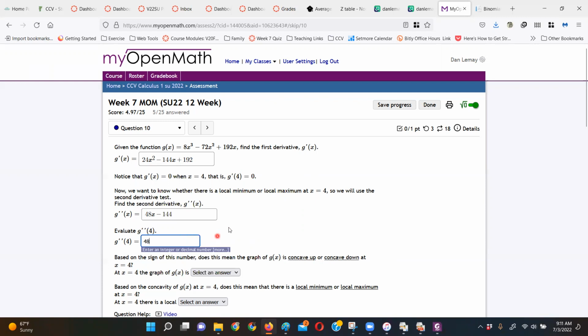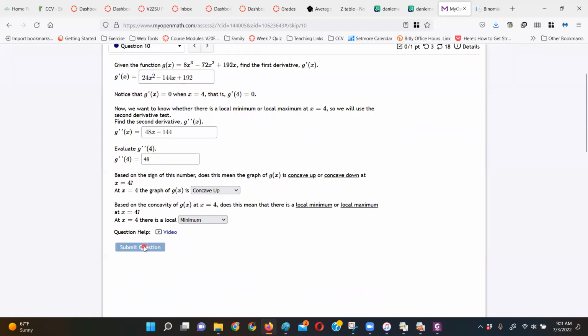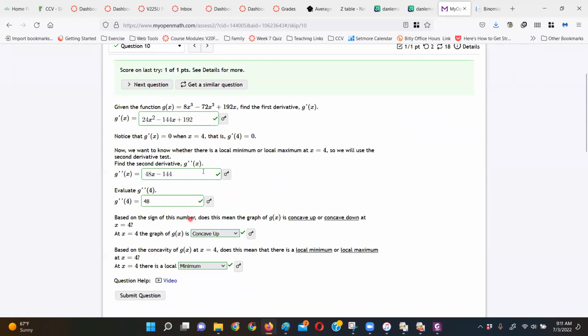So it is positive. That means the graph is concave up, which means it's a minimum value. Oh, I'm right this time. Second time I've done this problem, because I copied the sign wrong. All right, so hopefully that helps. It explains the whole process and lets you go on with this.